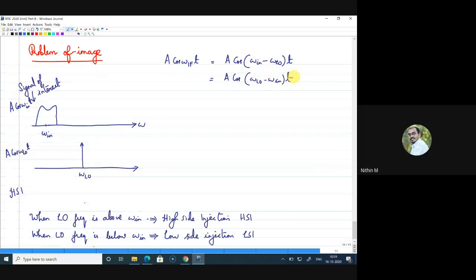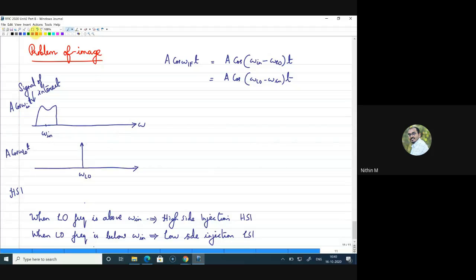Now one thing you can note from here is that whether your omega in is greater than omega LO or your omega in is lesser than omega LO, the omega IF will be the same, right? You can see that omega in is here on the left side of omega LO. Whether it is here or towards the right side, both will have the same effect, or both will actually down convert into the same frequency.